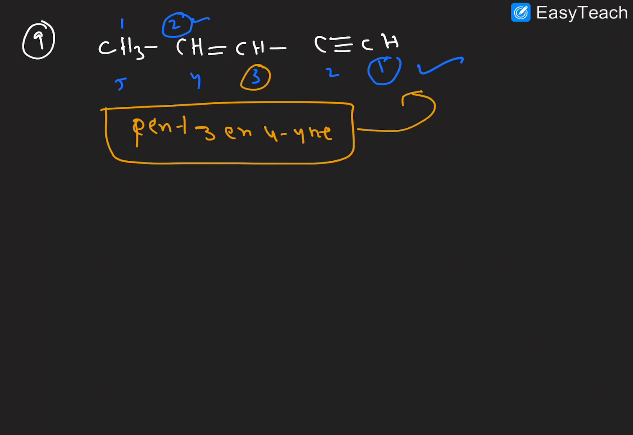And next, the 10th example. So this is the compound. Here iodine is there, here chlorine is there. Which side should we number from? Either 1, 2, 3, 4 is correct, or 1, 2, 3, 4 from the other side is correct. So here we have to write them according to the alphabetical order.